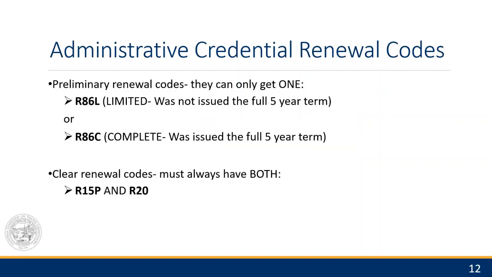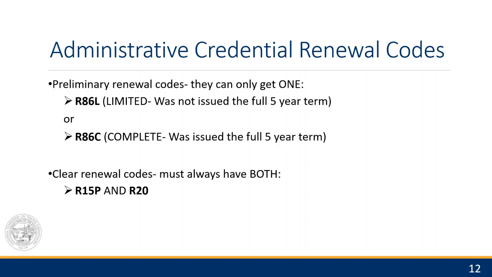So, more about admin credential codes. What we see a lot for the preliminary codes is that a lot of the recommendations have either the incorrect renewal code put on there or both of these, when in fact they only get one. They should never have both of these. They only get either the R86L or the R86C.